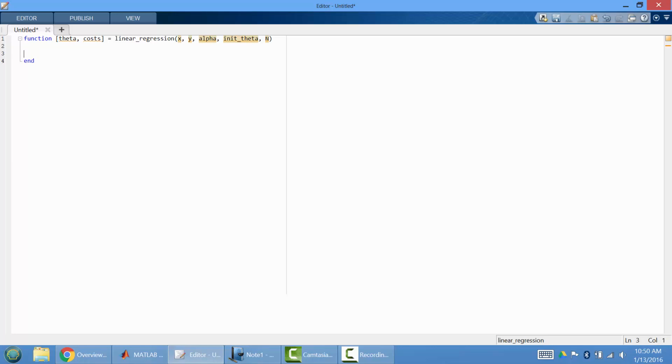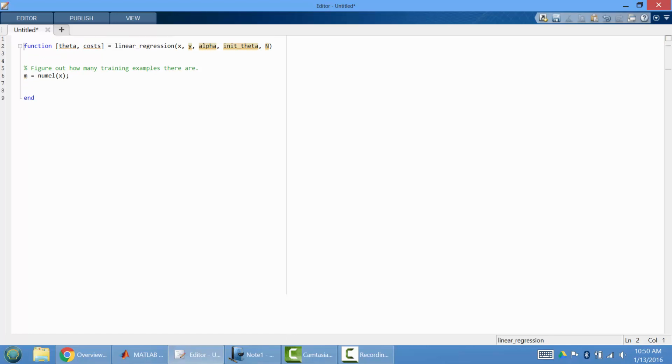What we need to do first is figure out how many training examples there are. In this case, you can just set this as m. And then you want to figure out how many elements are in the array, so use a function called numel, which calculates how many elements there are in the array. Let me just write a little function header that finds parameters for linear regression by gradient descent.